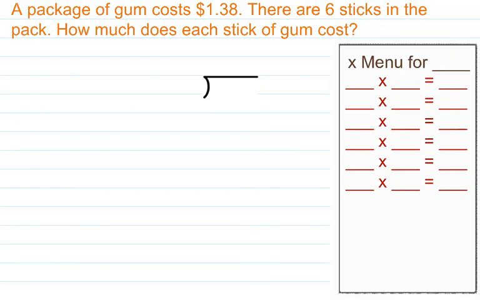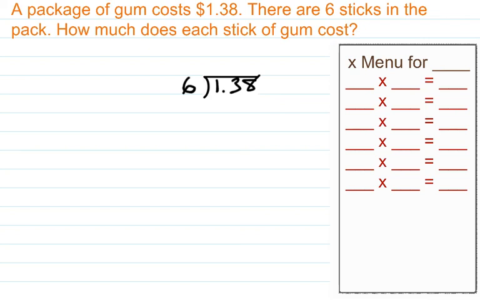All right, good job with the previous lesson. Let's look at our division problem. A package of gum costs $1.38. There are 6 sticks in the pack. How much does each stick of gum cost? Well, in order to do this, we can use our old-fashioned long division. We have $1.38 divided by 6. So we want to know the menu for 6 pieces.